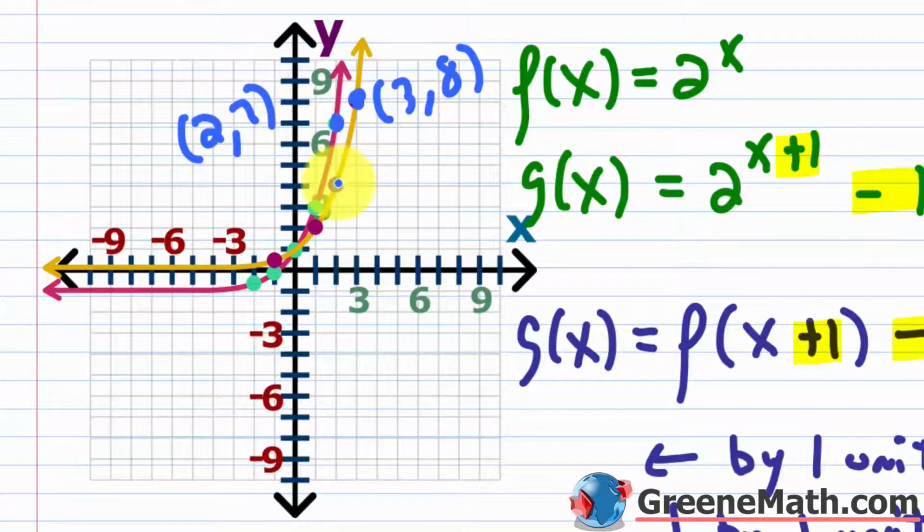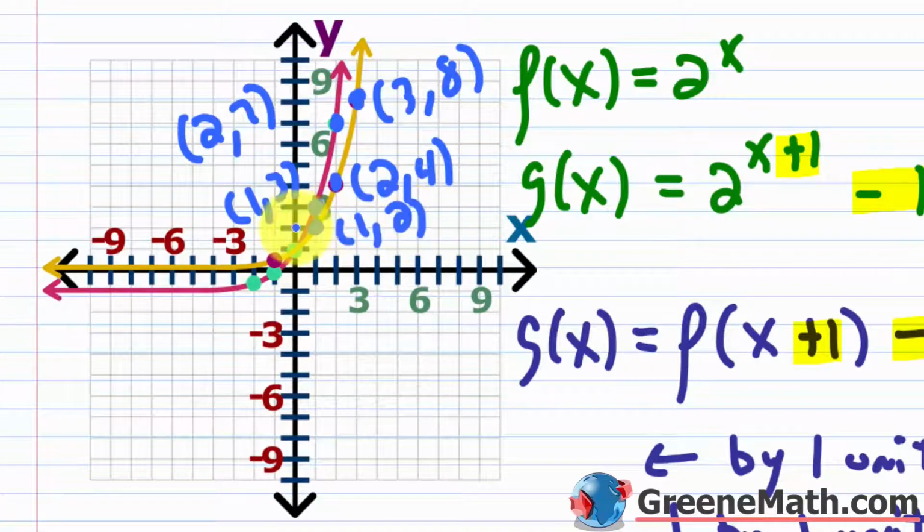Then if I take this point right here, which is 2 comma 4, again, if I shift it, it goes 1 unit to the left and 1 unit down to get me right there. And so that is going to be 1 comma 3. Then if I take this point right here, which is 1 comma 2, again, if I shift this 1 unit to the left and 1 unit down, it ends up being what? 0 comma 1. Now that ends up intersecting with another point that's there, so that's a little bit confusing.